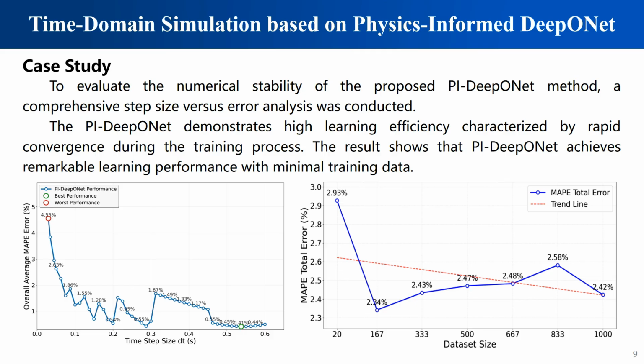The right plot studies dataset size. With only 20 samples, total MAPE is about 2.93%. With 167 samples, it drops to about 2.34%. After that, the curve stays around 2.4 to 2.6%, and the trend line slopes slightly downward. For engineering deployment, this matters because collecting high-quality dynamic simulation data is expensive. The method reaches usable accuracy without requiring a very large training set.